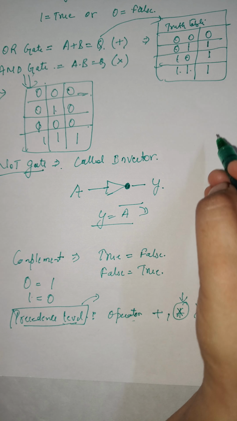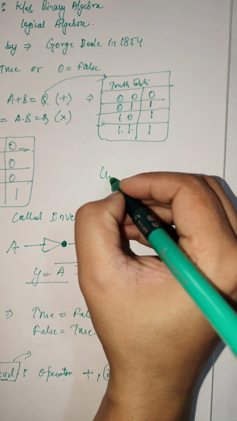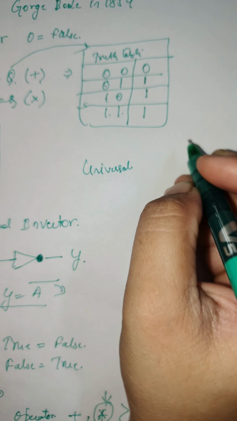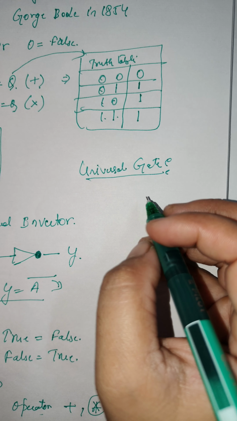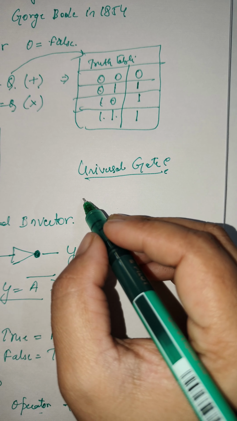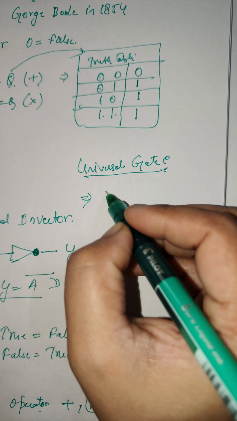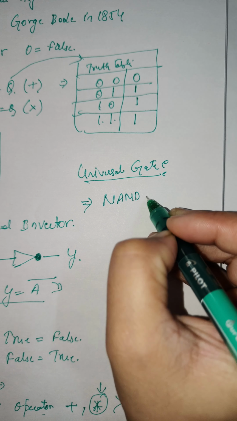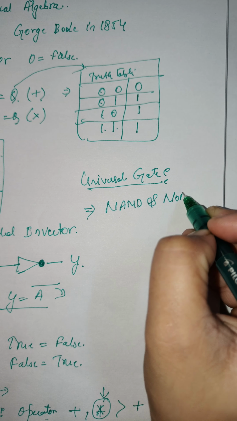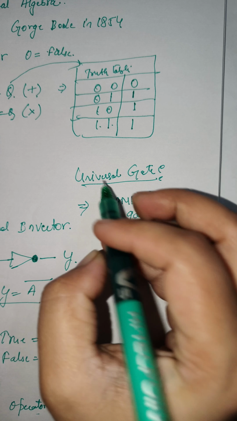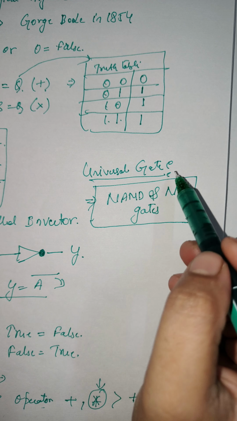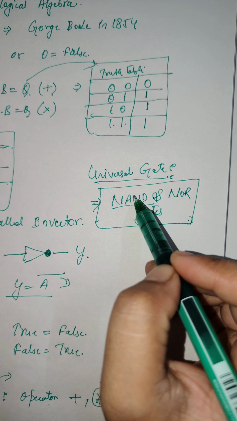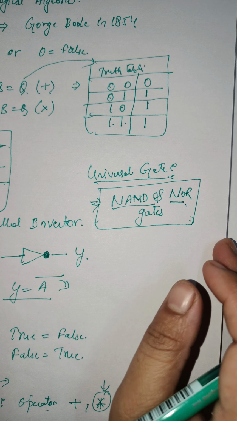And the next major question is, what is a universal gate? Universal gates are the gates that can be used anywhere, like the NAND gate and the NOR gate. This is also important from a competitive point of view. Which gate is called a universal gate? That is the NAND gate and the NOR gate.